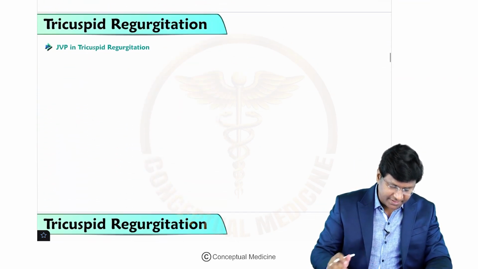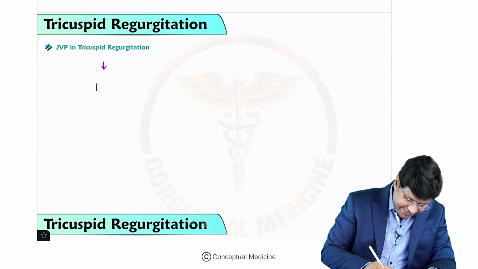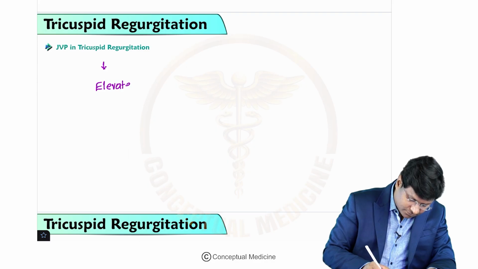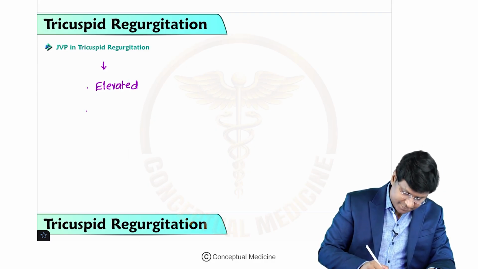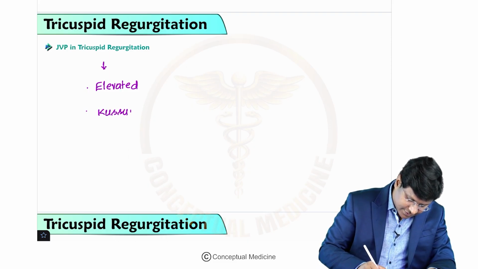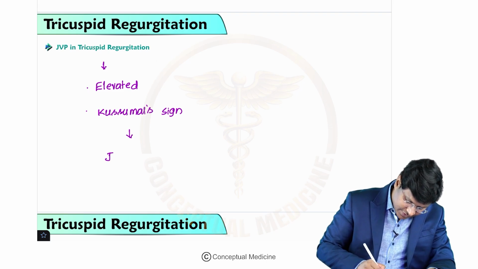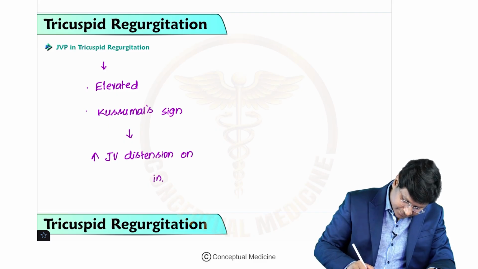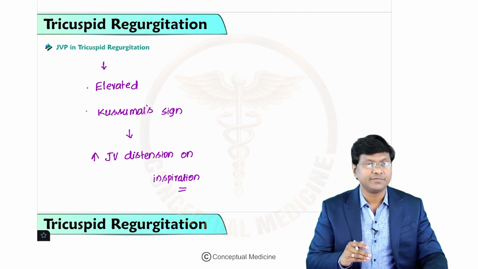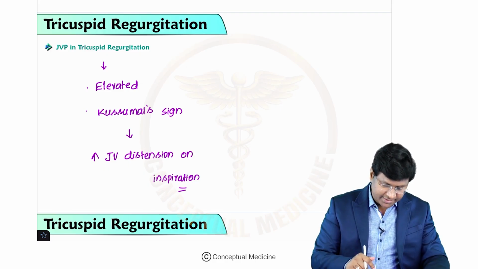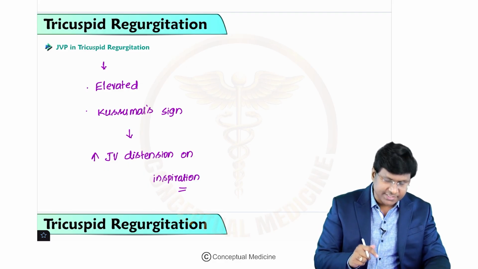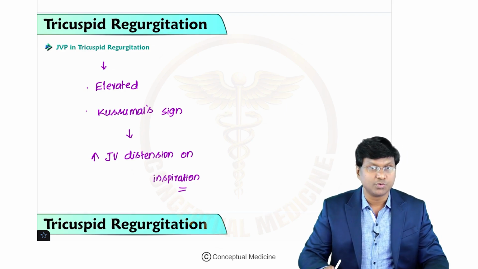Now what will be the JVP in tricuspid regurgitation? JVP is elevated, right? And in tricuspid regurgitation you have the Kussmaul's sign. So what is this Kussmaul's sign? That is increase in the jugular venous distension on inspiration. Normally the jugular venous volume should reduce on inspiration, but here in patients with Kussmaul's sign, increase in the jugular venous distension on inspiration is called the Kussmaul's sign.